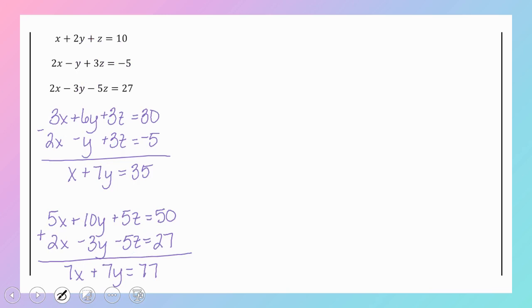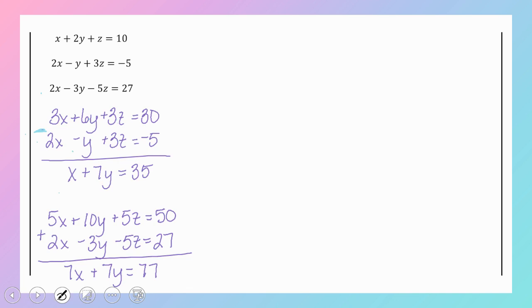So here's my work that I did so far. This was from the last page. The z's are the same. Notice I'm subtracting, okay? How do I know I subtract? Because same signs subtract, which means that I'm subtracting all the other stuff. 3 minus 2, 6 minus negative 1, and 30 minus negative 5, okay?